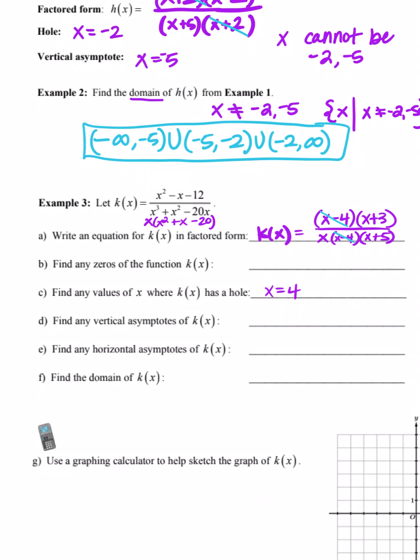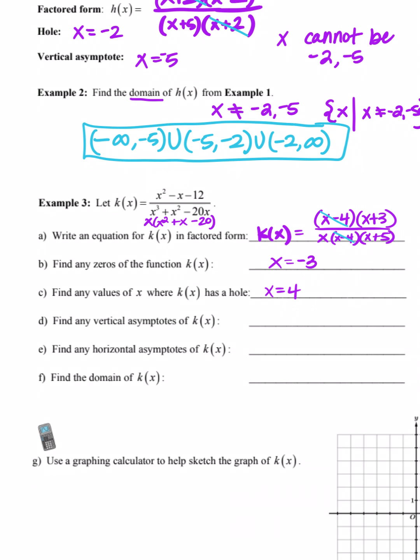The zeros would be what our leftover factors in the numerator set equal to 0, so the x plus 3. So a zero at negative 3. That simply means it goes through or crosses or touches the x-axis. It's not an undefined value. In fact, it's a defined value.